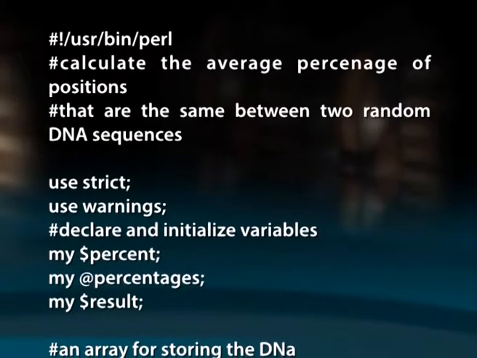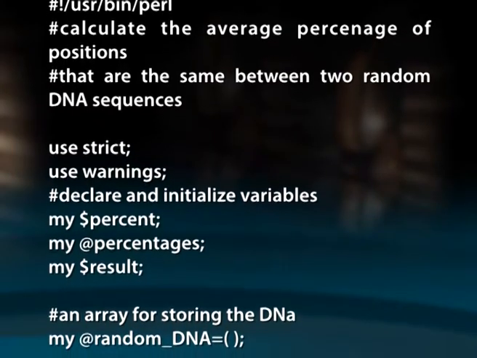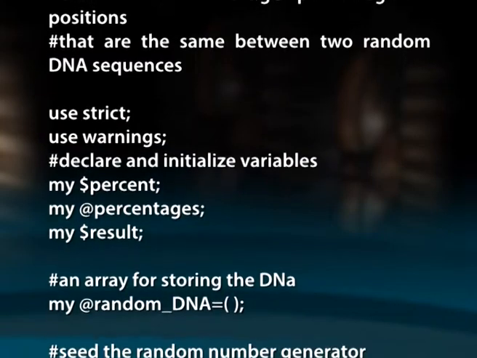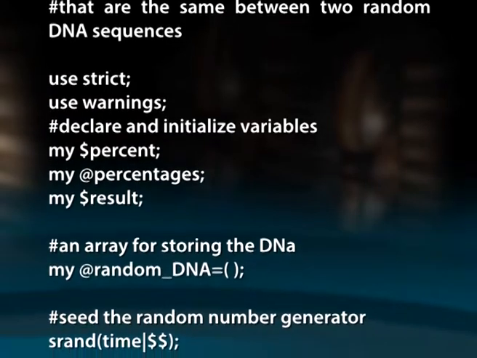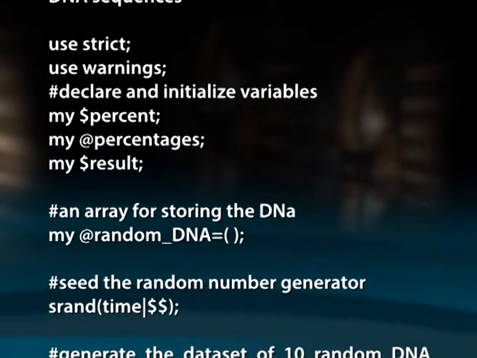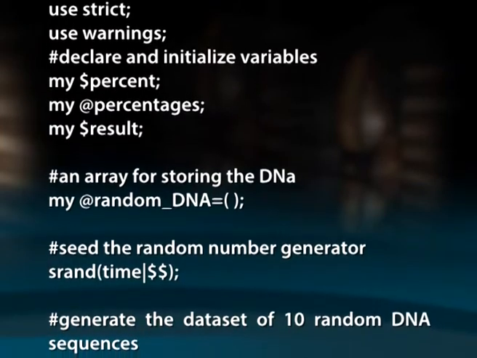Now we turn the design into code. Program to calculate the average percentage identity between pairs of random DNA sequences. Calculate the average percentage of positions that are the same between 2 random DNA sequences. Use strict, use warnings. First of all, we have to declare and initialize variables. $pc, the array @percentages, and $result are the variables. An array for storing the DNA, @randomDNA, is initialized as an empty array.